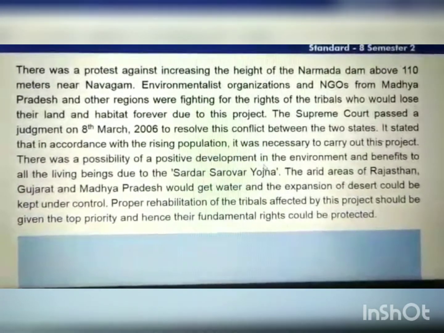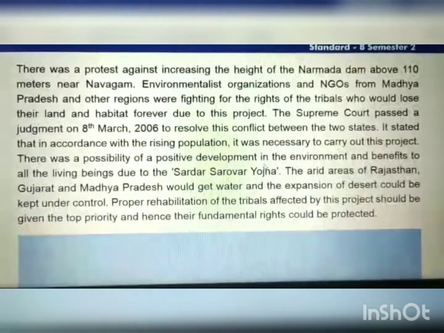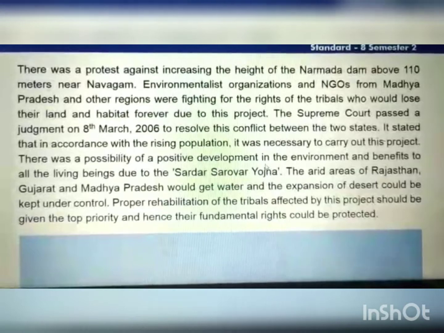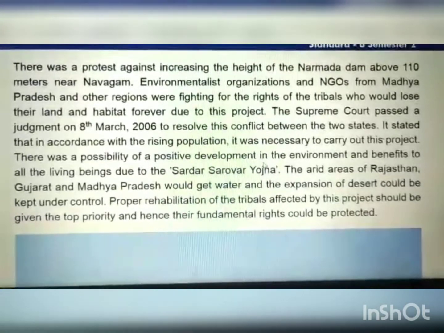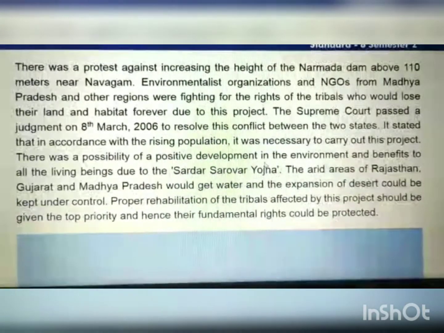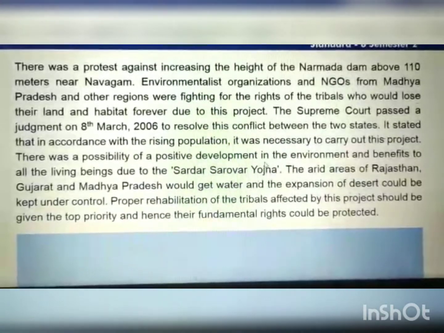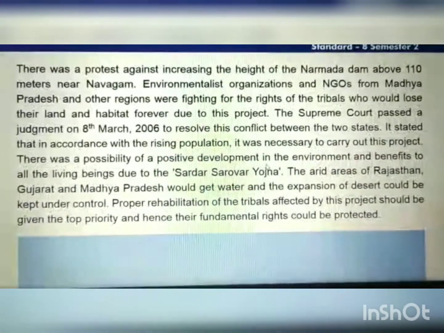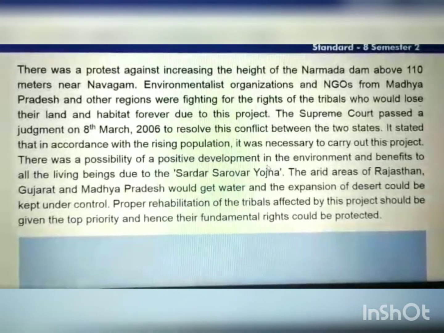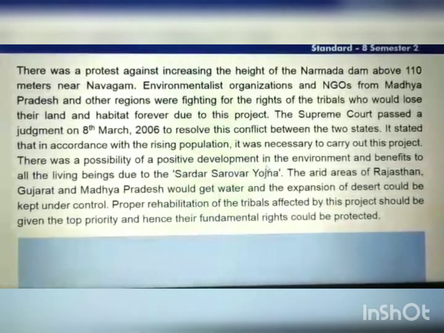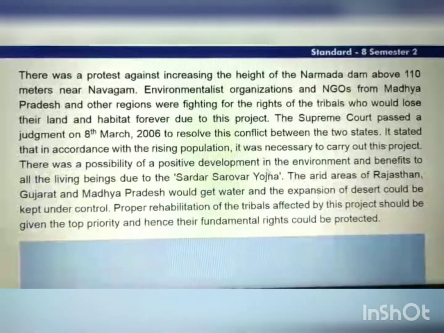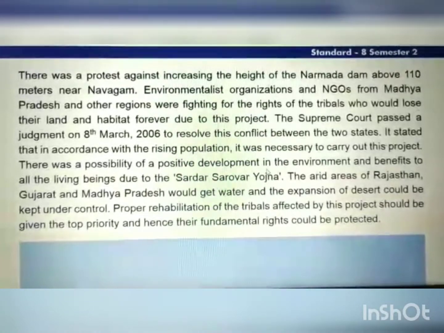they filed a case. The Supreme Court passed a judgment on 8th March 2006 to resolve this conflict between two states. So now here is a case between Gujarat and Madhya Pradesh. These NGOs and environmentalist organizations were fighting for the tribal people of Madhya Pradesh. So there was a dispute between Gujarat and Madhya Pradesh, and the Supreme Court passed a judgment on 8th March 2006 to solve the conflict between these two states.